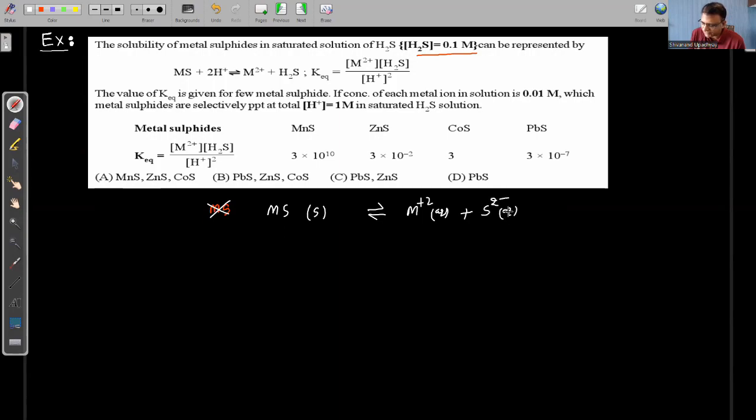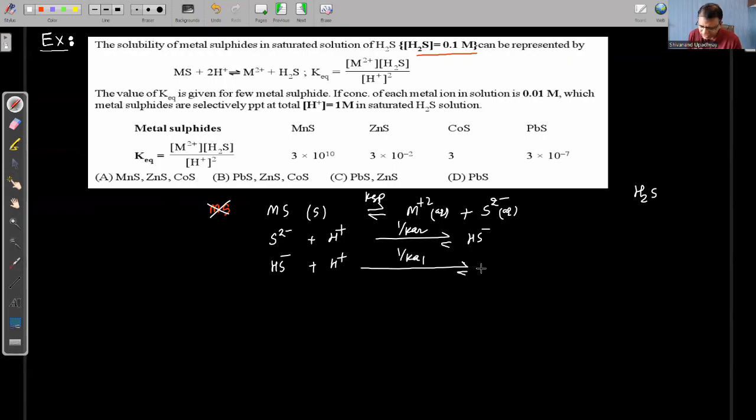Again here the sulfide ion is an anion of weak acid H2S. So when we add H plus ion, this sulfide ion will combine with that H plus ion and form HS minus. The equilibrium constant of the first reaction is Ksp of this metal sulfide. The equilibrium constant of this reaction is 1 upon Ka2, and HS minus will further combine with H plus ion, and the equilibrium constant of this reaction is also very large, which is 1 upon Ka1.